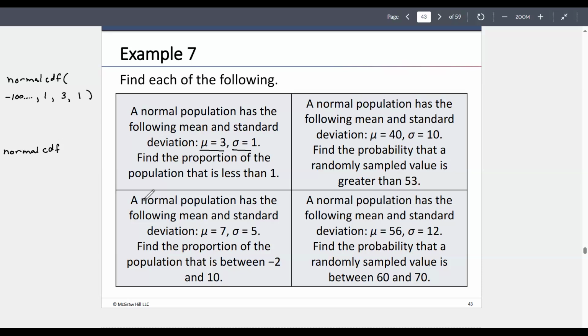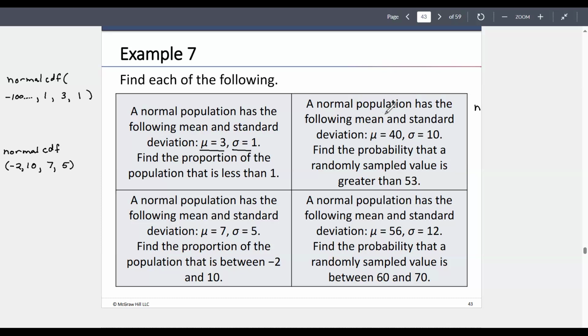So right below it, a normal population has a mean of 7 and a standard deviation of 5. We want to find the proportion of the population that's between -2 and 10. So we do normal CDF, except this time the lower bound would be -2, upper is 10. My mean would be the 7, and then my standard deviation is the 5. So we'll put this all in the calculator in a bit.